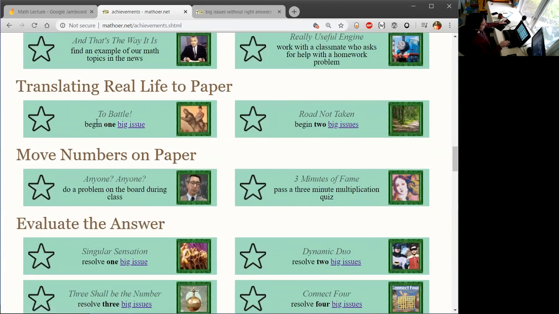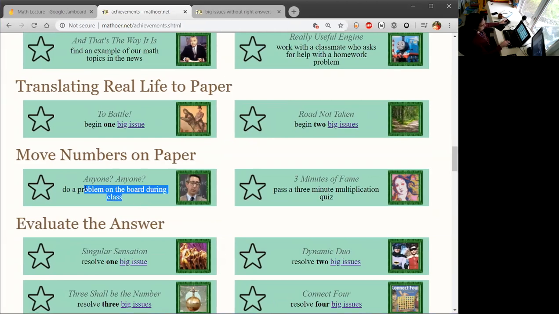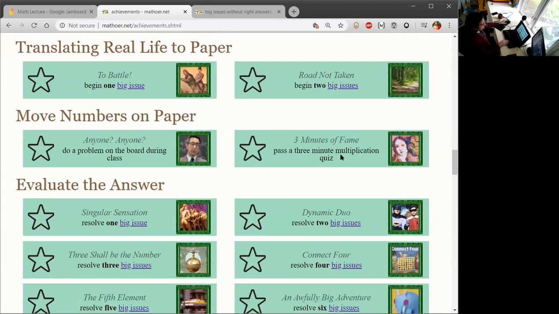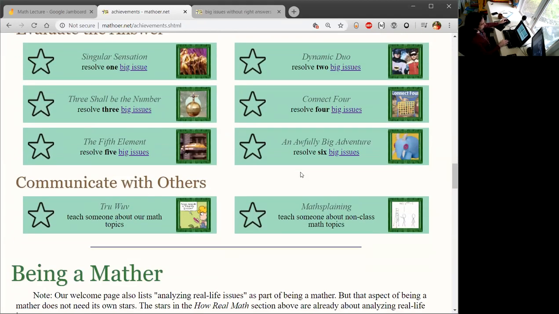Can you just begin 2 of the big issues? Or later on, can you actually finish some of the big issues? Can you do something on the board during class? This term it will be perhaps using the Zoom whiteboard, or perhaps you just hold some paper up to the camera and say, here's my stuff. We'll start doing some little 3-minute multiplication quizzes just to get your times tables faster, but not today.